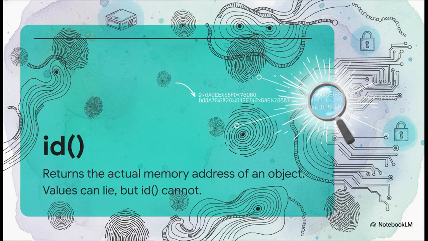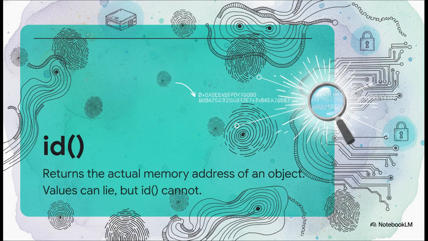Now, to actually prove this, Margaret tells Timothy to fire up his interactive shell and introduces him to the id function. She wants to look at the literal fingerprints of his strings. If you haven't used it, the id function is basically the ultimate truth teller in standard CPython. It gives you the actual raw memory address of an object.